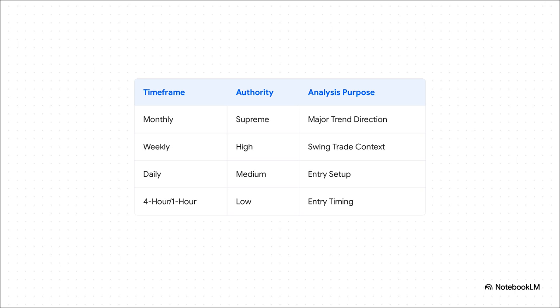The monthly chart has supreme authority, and its only purpose is to tell you the major trend direction. Then, the weekly gives you the context for your swing trade. The daily, that's where you start hunting for a specific setup. And the hourly, that's just for nailing down your exact entry time. The process is always top-down.